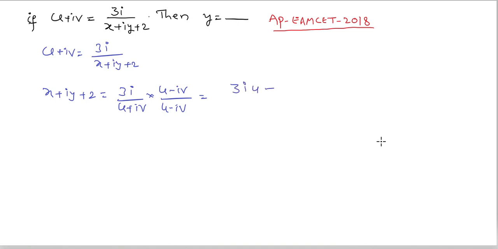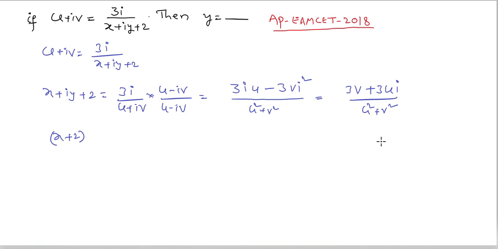This equals 3iu − 3vi² by u² + v². i² is −1, that is 3v + 3ui by u² + v². So x + 2 + iy is equal to 3v + i into 3u by u² + v². From equating imaginary parts, y is equal to 3u by u² + v². This is the value of y.